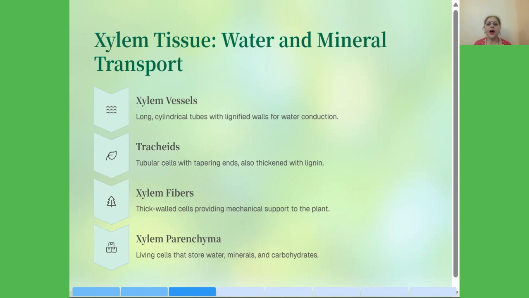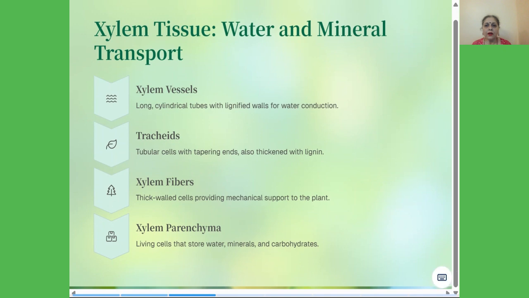Xylem parenchyma are the only living cells in the xylem tissue. Okay. Rest are dead cells. Parenchyma are the only living cells that store water, minerals, and carbohydrates. Now, together, these xylem components work so efficiently that the movement of water and nutrients from the roots to the leaves and the other parts of the plant takes place very smoothly.